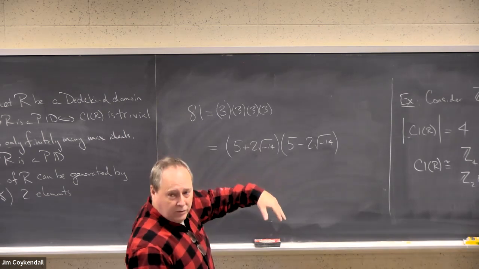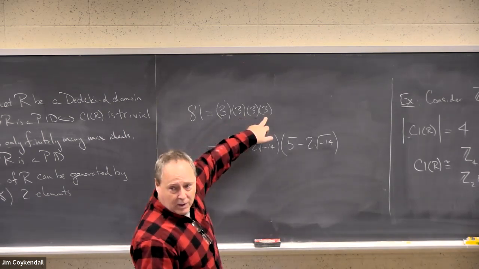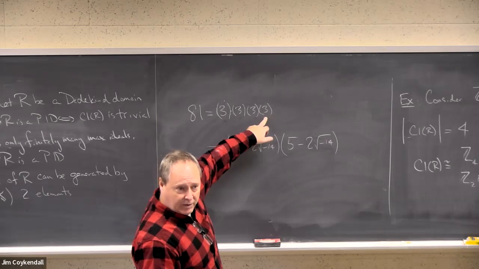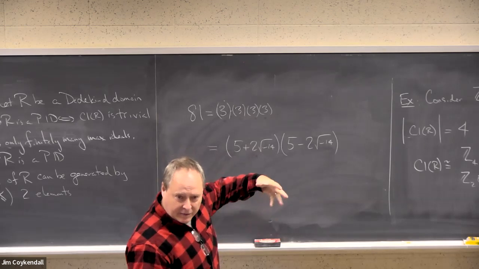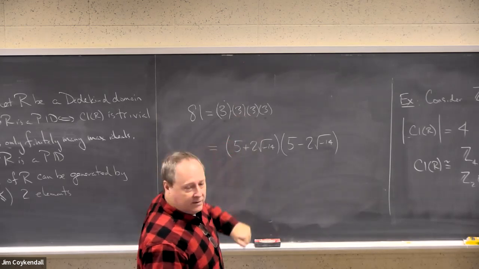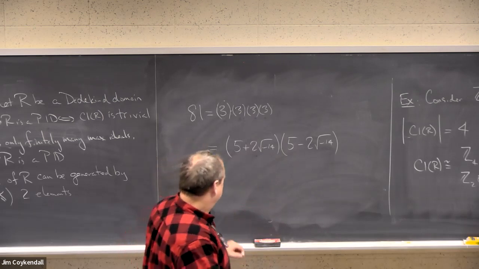See if you can use this to show, by putting the ideals together in different ways, like we did in the simpler Z adjoin the square root of negative 5. You put them together one way for the factorization of 81, and another way to get this.